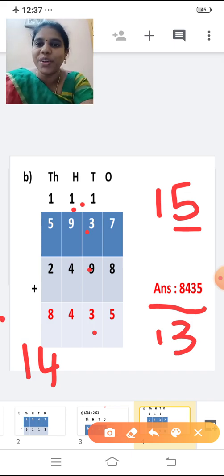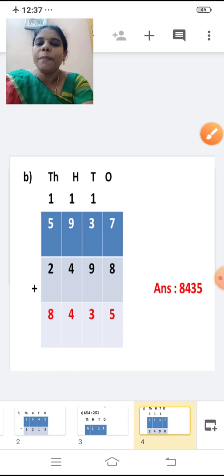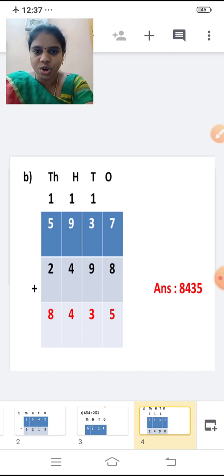Add 1 plus 5. Now you are going to add the thousands place. 1 plus 5 is 6. 6 plus 2 is 8. So the answer is 8,435. Shall we move on now?